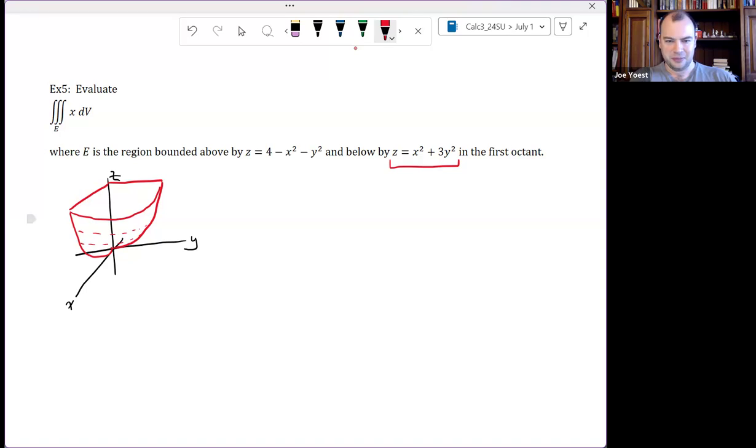And I drew that a little bit tall. Let me actually redraw it. I think that's probably a little more accurate, and gives me a little bit of room up here. So then I have z equals 4 minus x squared minus y squared.